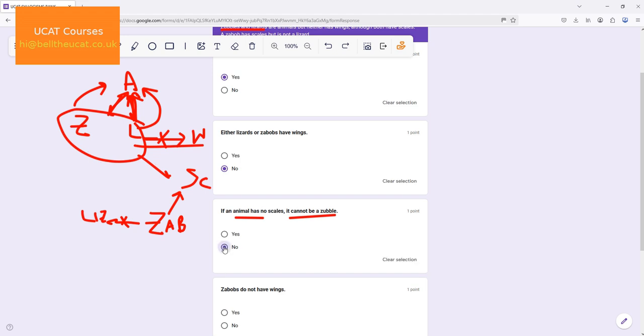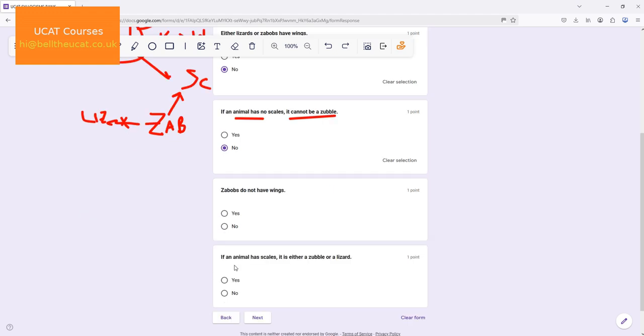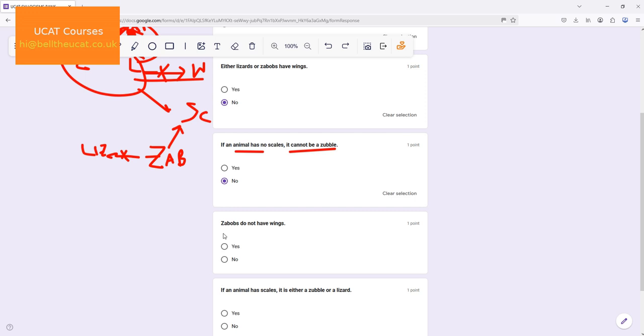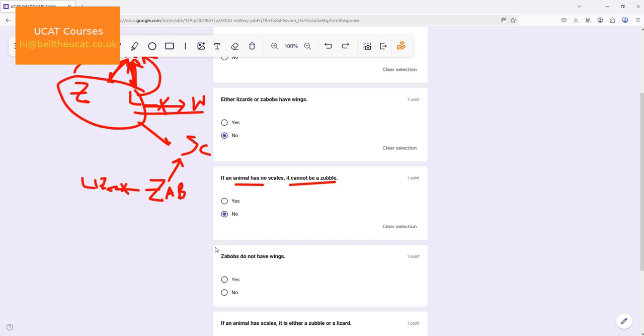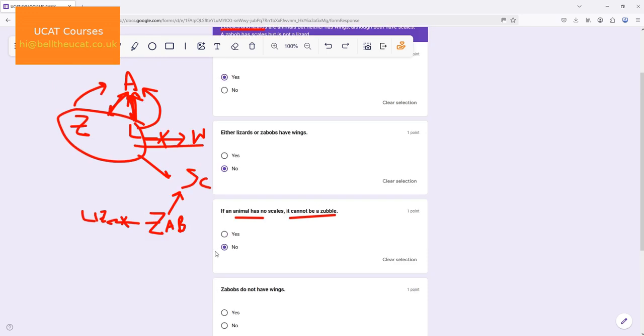Because clearly, in this case, one more time, if an animal has no scales, it cannot be a zubble. One more time, no scales. If he's got no scales, it cannot be, watch this now. If an animal has got no scales, it cannot be a zubble. Oh, he's negating the condition. No scales, cannot be a zubble.